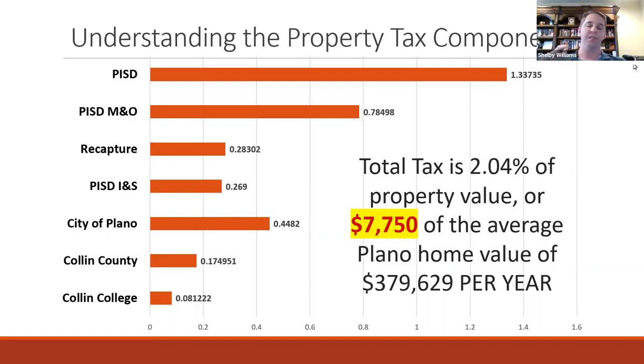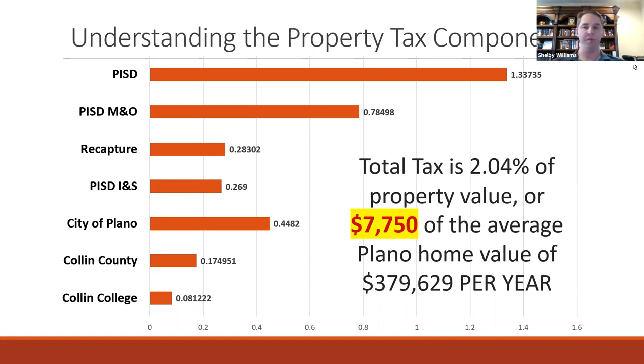And then there's the INS rate. That's the interest and sinking rate. In layman's terms, that just means the debt rate. That's bonds, basically, and making payments on our debt. Then the city of Plano accounts for about 19% of your total tax bill. Collin County for less than half of that. And then Collin College accounts for a very, very small portion.